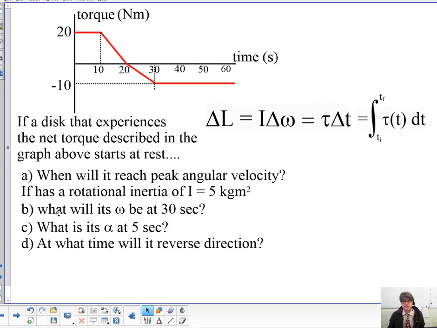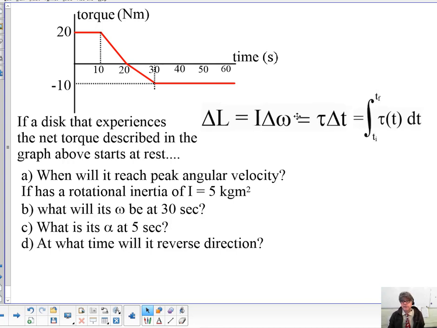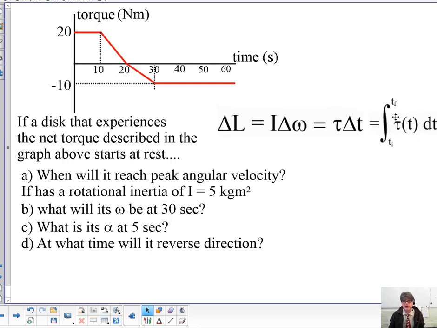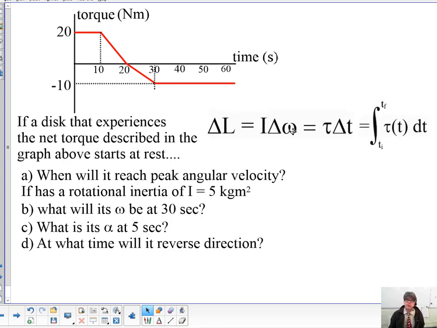Okay, so for part B, we're going to use the area under the graph, which isn't explicitly in this equation. We're just going to block out the area under this graph. At 30 seconds, we have a positive area, a smaller positive area, and a negative area. We add those up, and that tells us the cumulative impulse that's been experienced. Then we can set it equal to I omega, similar to what we did with the definite integral.